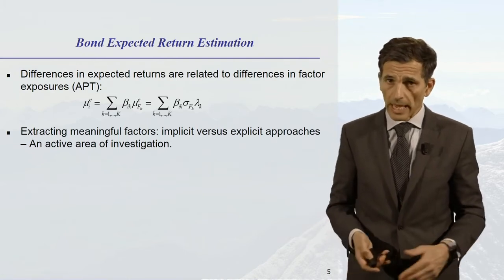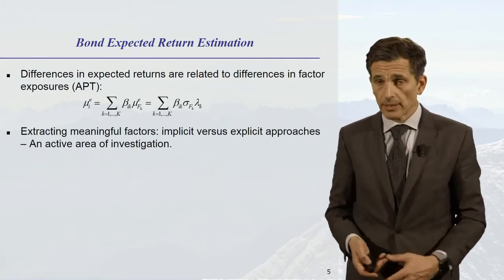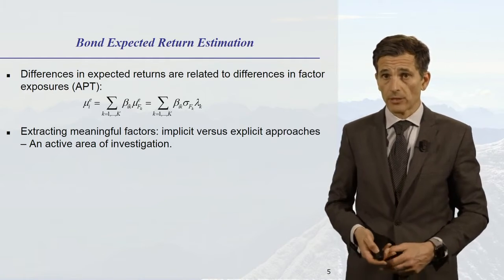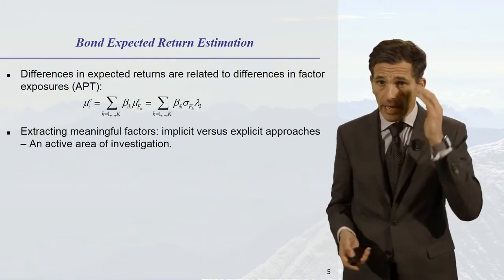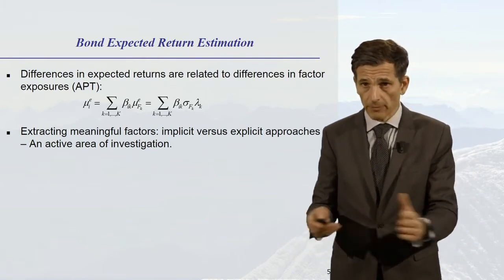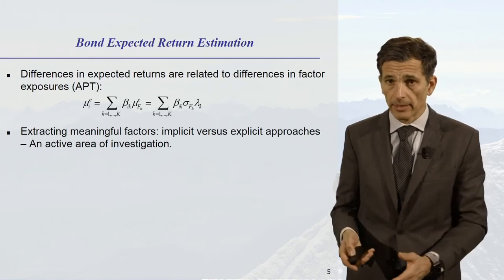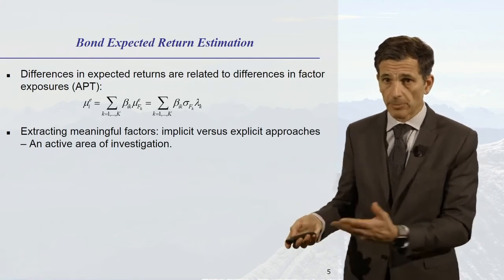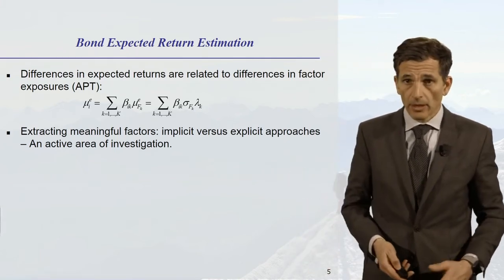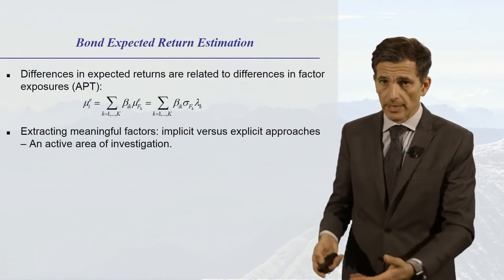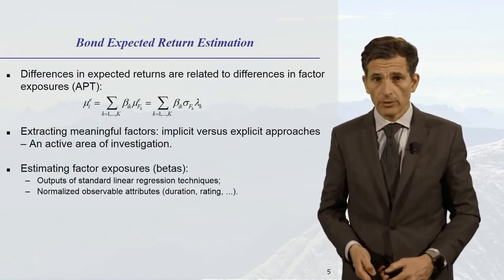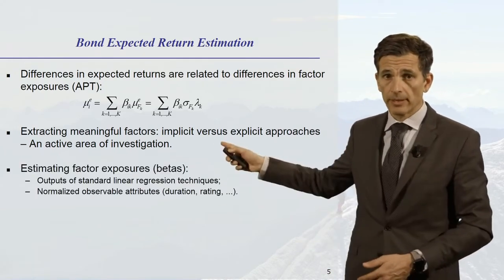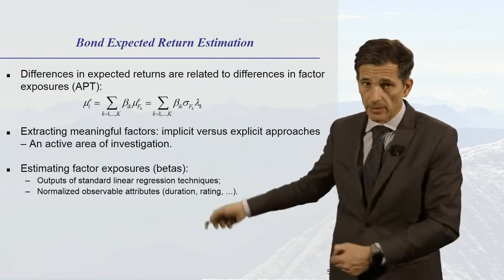But you can also use explicit factors as well. That's actually an active area of investigation, factor investing in bond markets. Active search for what are the most meaningful factors that collectively can explain cross-sectional differences in expected returns. Okay, let's assume a set of factors is now given and available. So the next question is, we need to estimate the betas and the sigmas and the lambdas in this equation.